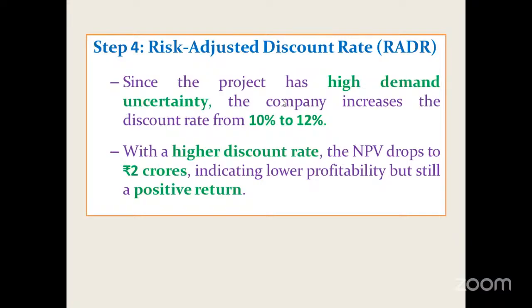Now, decision tree analysis. So far, we have discussed the risk-adjusted discount rate, RADR. Since the product has high demand uncertainty, the company increased the discount rate from 10% to 12%. With a higher discount rate, the present value drops to 2 CR, indicating lower profitability, but still a positive return.